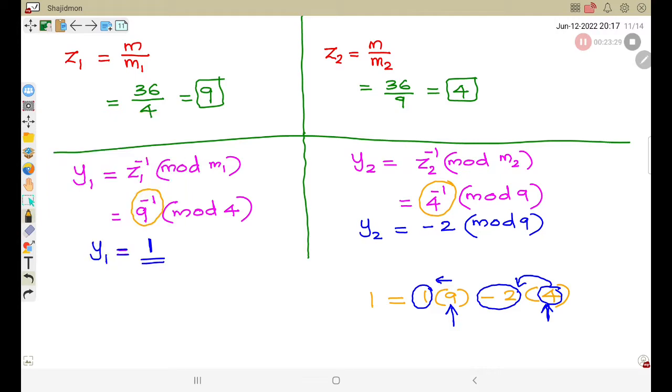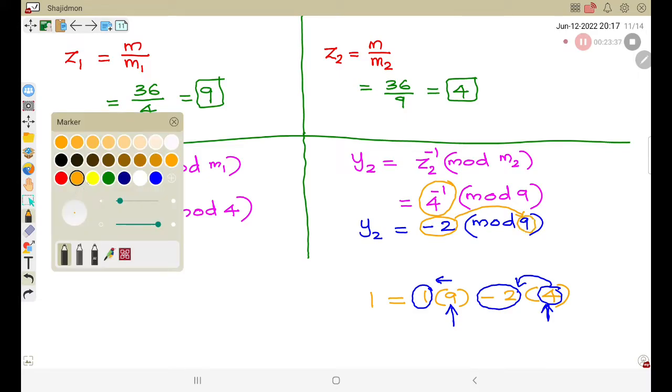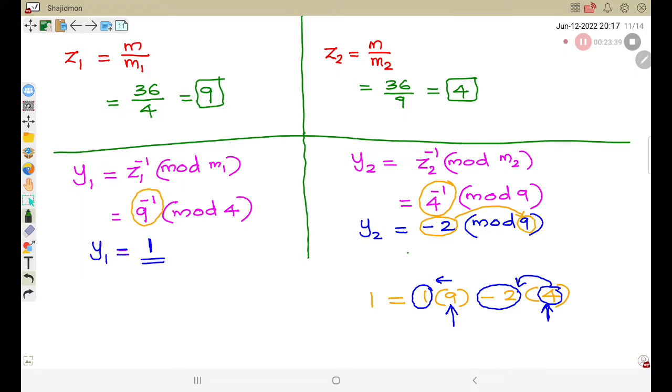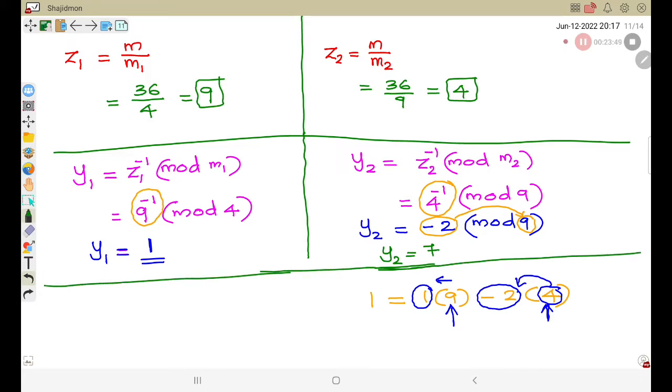Now the negative number we need to change. What we will do is add 9 to this minus 2, the short idea. Minus 2 plus 9 is 7, correct? Equal to 7. This is the Y2 value. Y2 equals 7. I hope you understood how to calculate the Y1 value and the Y2 value. Careful, this is the 9 inverse value and this is the 4 inverse value. So we have the Y1, Y2, Z1 and Z2 numbers. Now we have all the numbers.